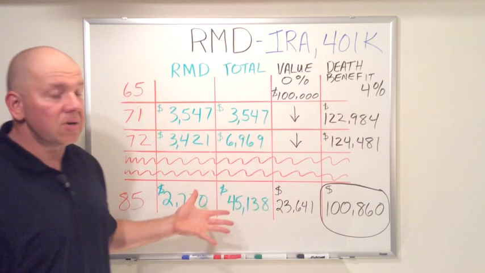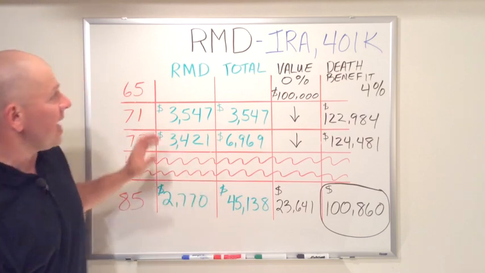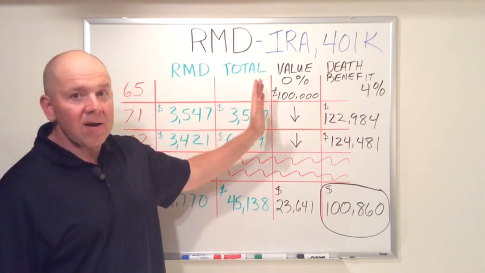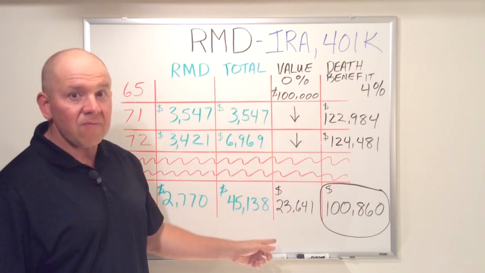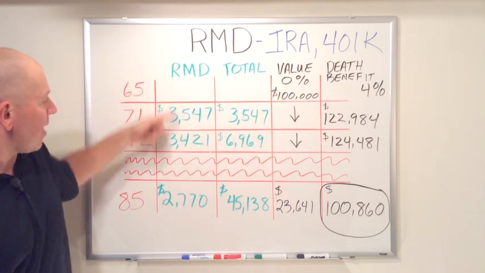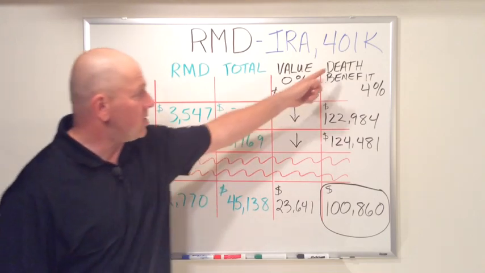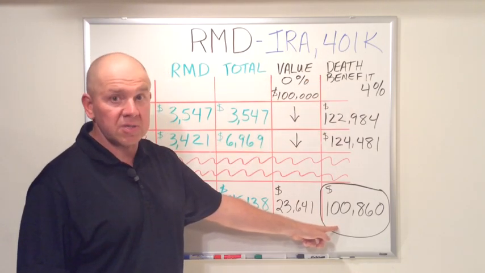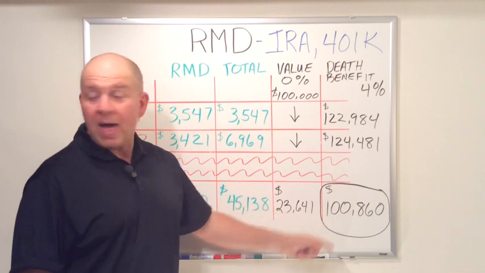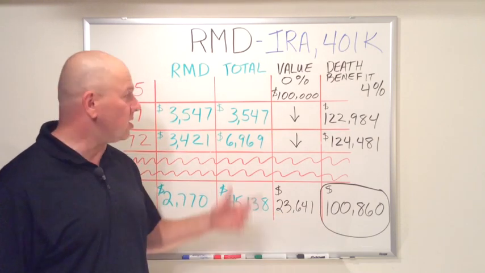Now, there's a lot of numbers there, but that's the thing. He was able, no matter what the market did, it went up, down, sideways, didn't matter. We assumed zero for the life of the contract. He was able to take out his required distributions and still pass on, dying at 85, his original amount, which was $100,000.